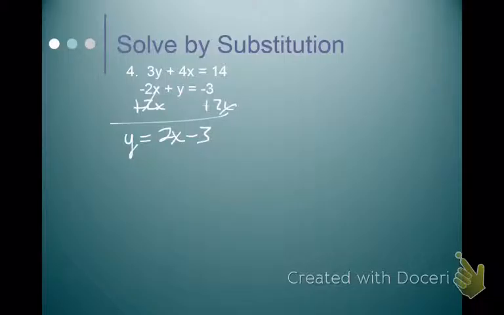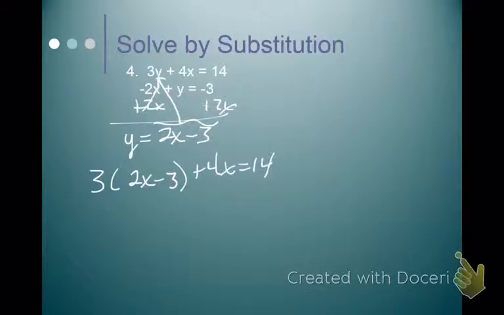I can substitute 2x minus 3 in for any y I want to. Now, I could substitute in for this one, but if you do, you're just going to get 0 equals 0, and it's not going to help you find x. So I don't want to do that. I want to plug it in for this y right here. We're substituting in for y. So we get 3 times 2x minus 3 plus 4x equals 14.